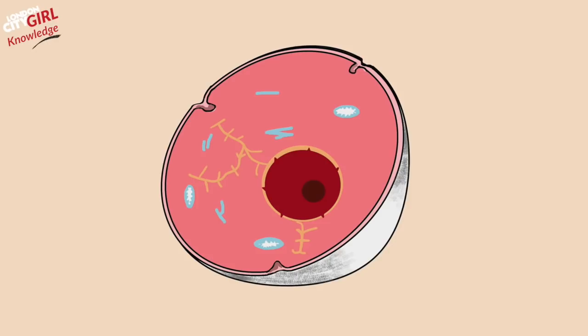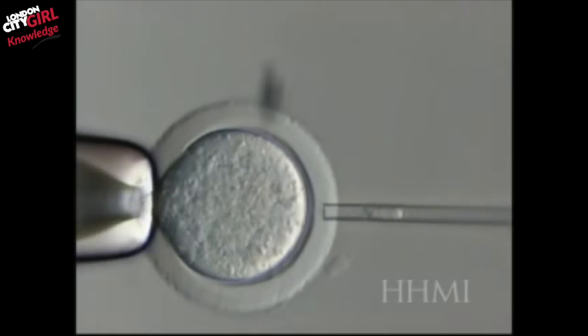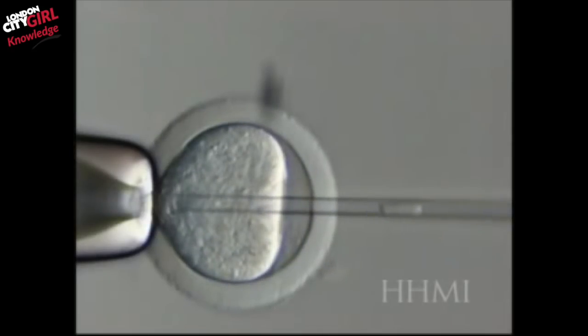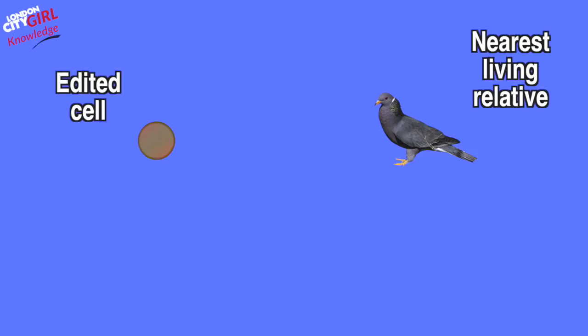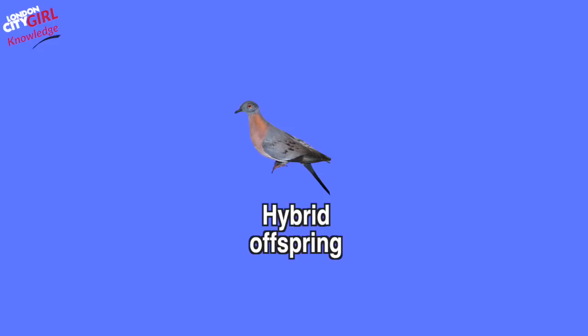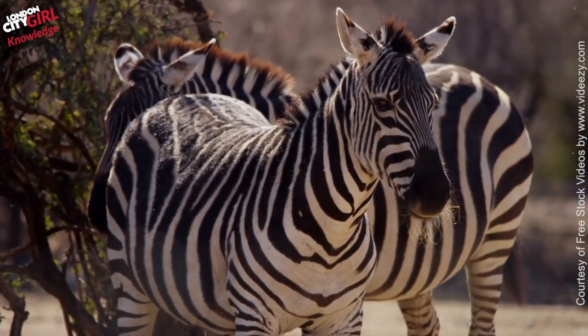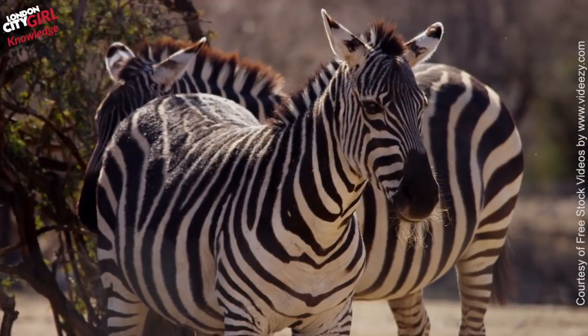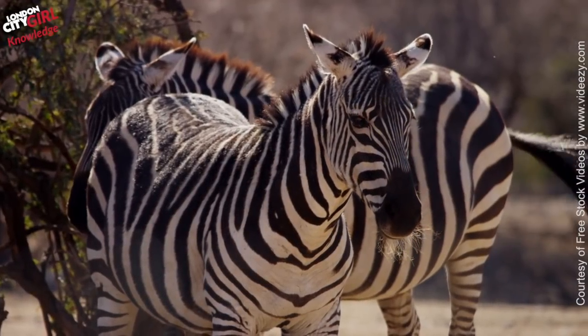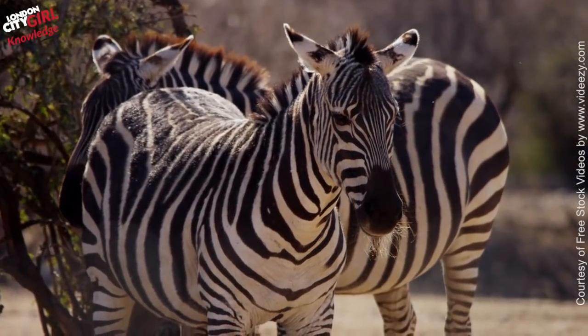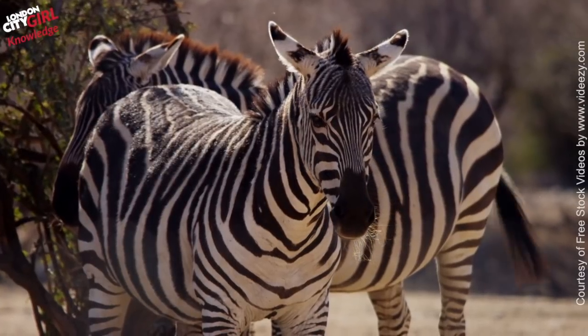Or a body cell can be edited and the nucleus can be inserted into the egg of the nearest existing relative. Because edited cells are used in this technique, the resulting individuals will be a hybrid of the extinct species and the existing relative. Selective breeding. Selective breeding is a process by which living relatives of the extinct species are identified and specifically mated to reproduce the characteristics of the extinct species.